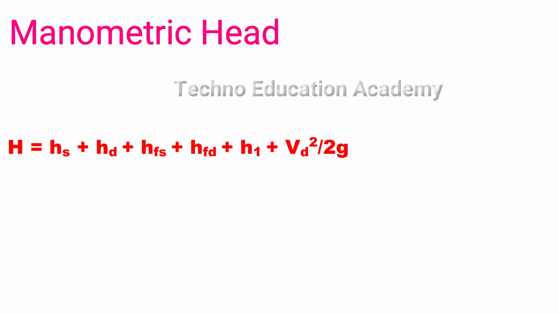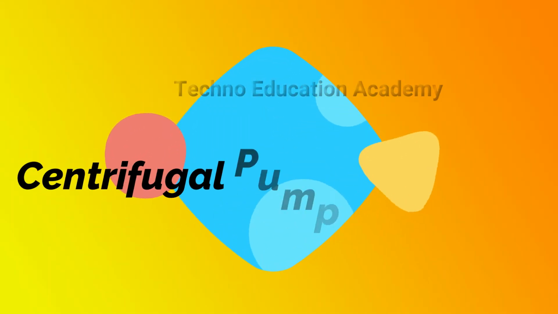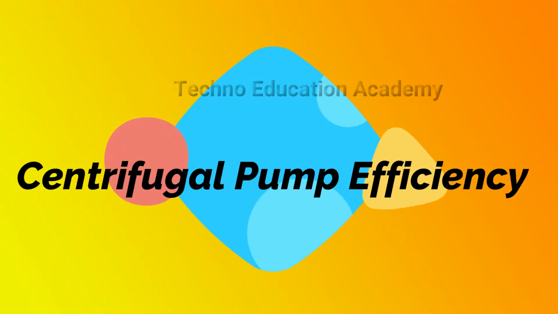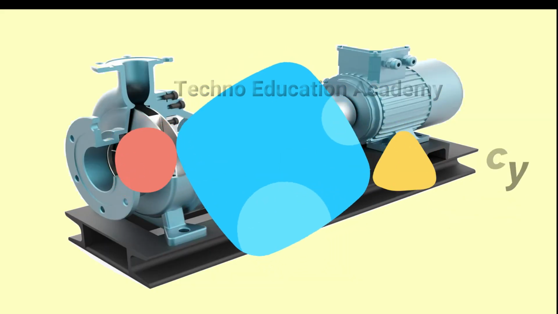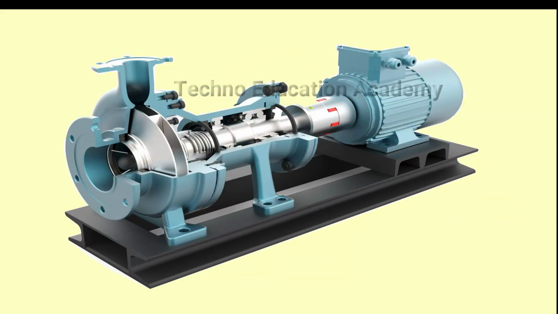Now I am going to explain different efficiencies in centrifugal pump. In case of a centrifugal pump, the power is transmitted from the shaft of the electric motor to the shaft of the pump and then to the impeller. From the impeller, the power is given to water. Thus, power is decreasing from the shaft of the pump to the impeller and then to water. The following are the important efficiencies in case of a centrifugal pump.